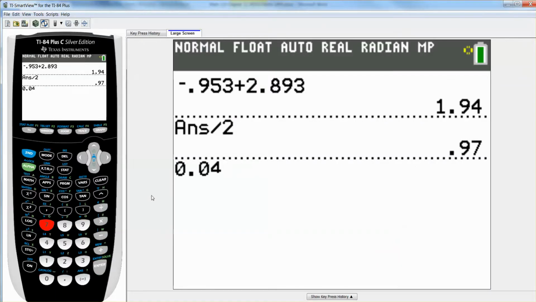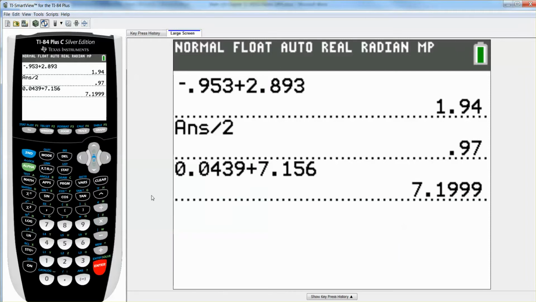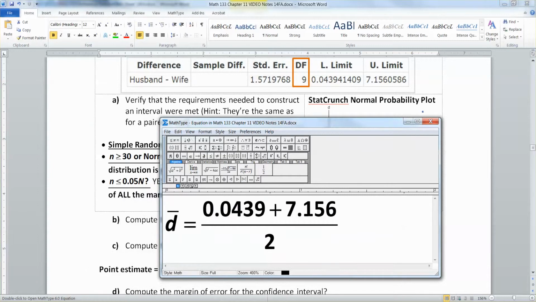0.0439 plus 7.156, add them up. Oh, 7.1561, sorry. I forgot about the rounding on that one. 7.1561, right? Because that 5 will round that 0 up. I should have done that. All right, sorry about that.